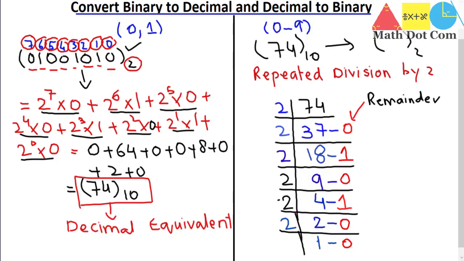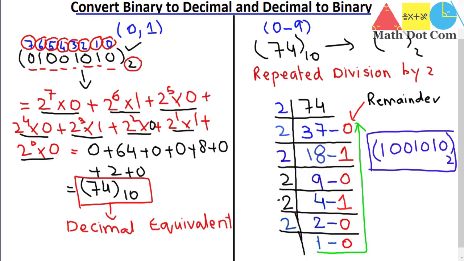Now let's write the number that we get after the conversion, reading the remainders: 1 0 0 1 0 1 0. This is the binary equivalent of the given decimal number. So it is clear from here that this number and this number are the same. So this is the method of converting binary to decimal and decimal to binary numbers.